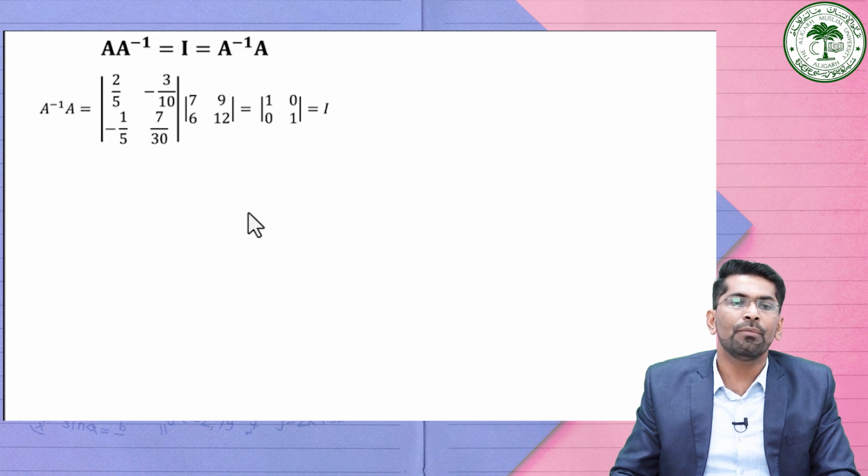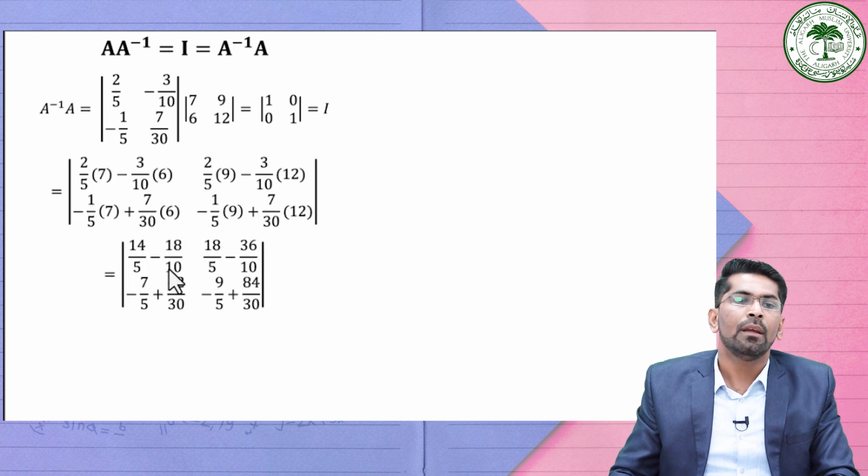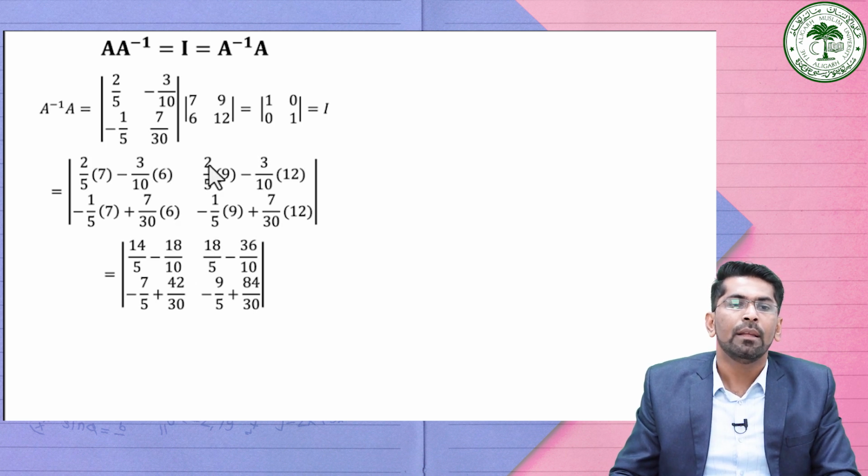So if you simplify it, it is 2 into 7, that is 14 divided by 5, minus 3 into 6, which is 18 divided by 10, then 2 into 9, which is 18 divided by 5, minus 3 into 12, which is 36 divided by 10. Then here it is 1 into 7, which is 7 divided by 5, and 6 into 7, which is 42 divided by 30, then 1 into 9, 9 divided by 5, plus 7 into 12, which is 84 divided by 30.